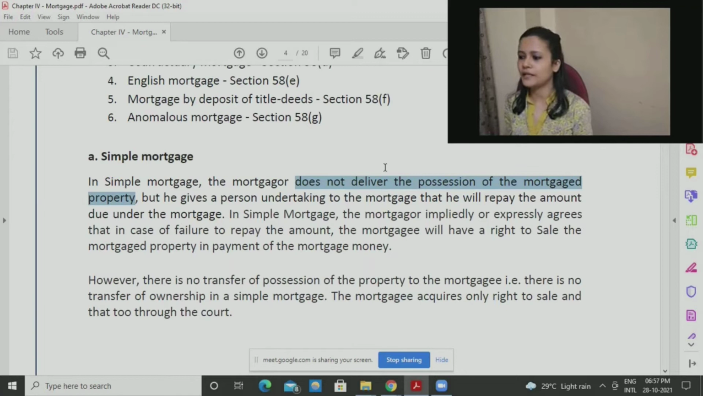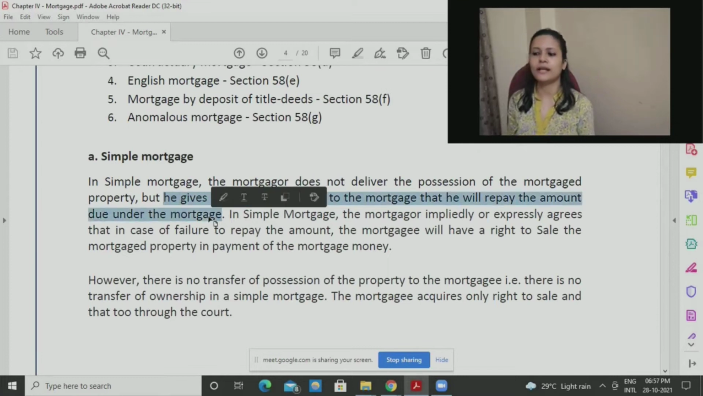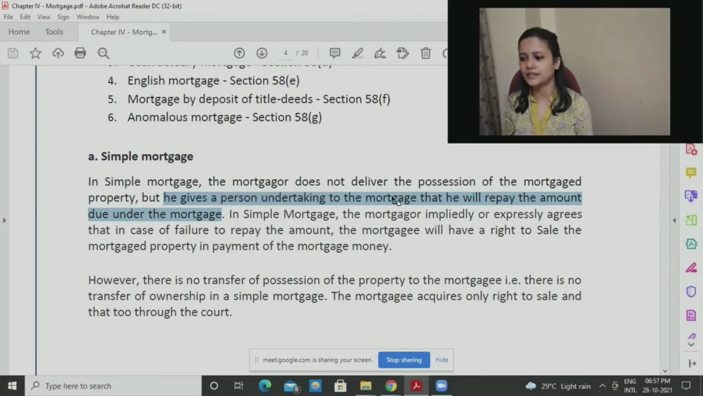But what will he do? He gives an undertaking to the mortgagee that he will repay the amount due under the mortgage. That means he is not handing over possession as such, but he will simply give an undertaking that in case I fail to repay the amount, you will have the right to recover it from this property. So he's simply giving an undertaking to the mortgagee that he will be returning the amount which is due under the mortgage.